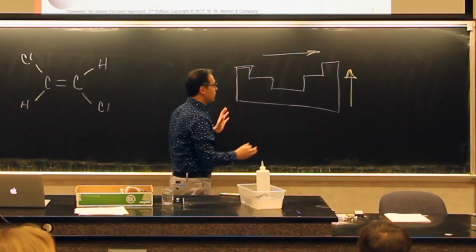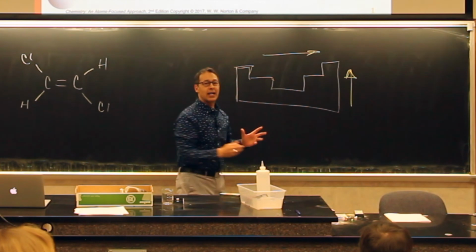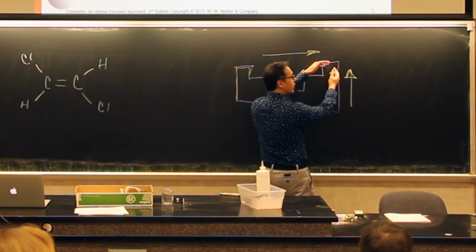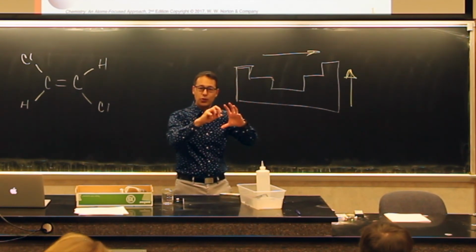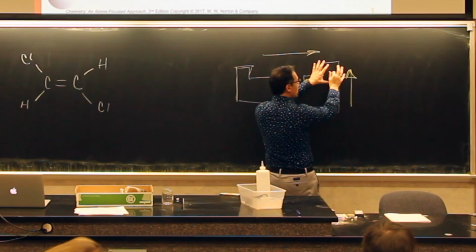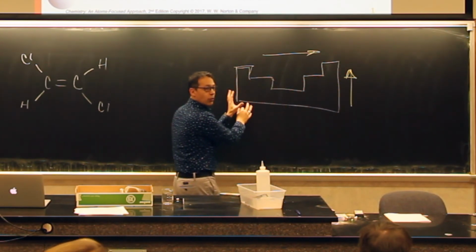It also happens to coincide with the sizes of the atoms. These ones here are smaller, so those electrons are closer to the nucleus. They have a tighter pull. So these ones here tend to want electrons more than do the ones down here.